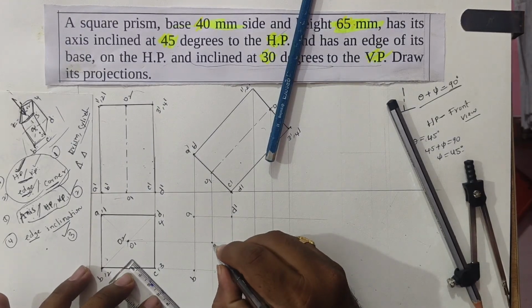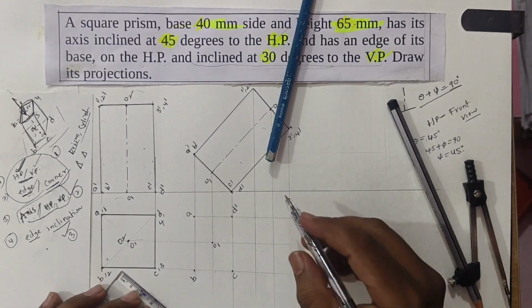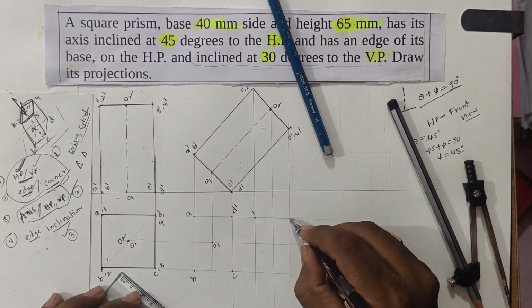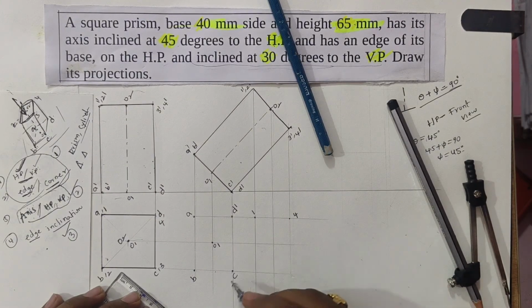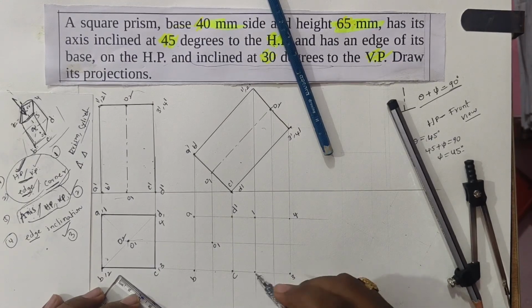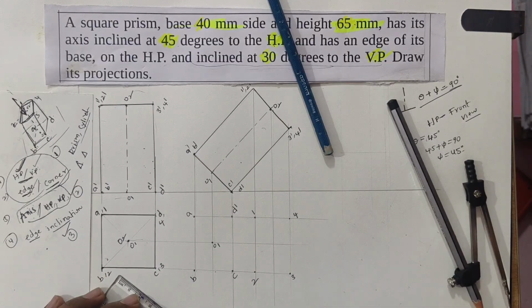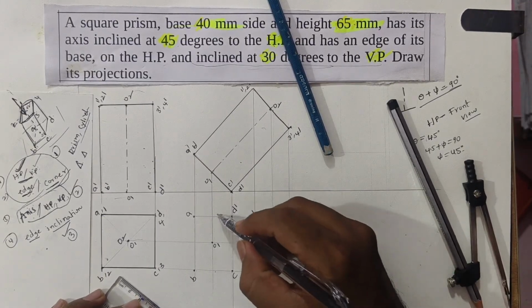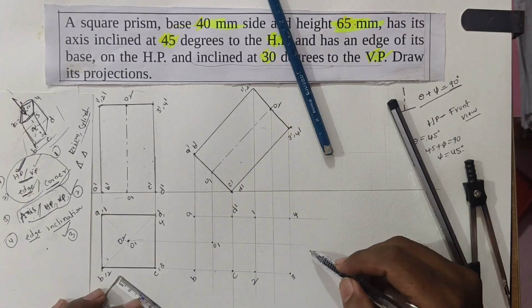This is O1. And where is 1? This is 1. This is 4. This is 3. This is 2. Okay. So now let us mark all the points which are outside the boundary line.